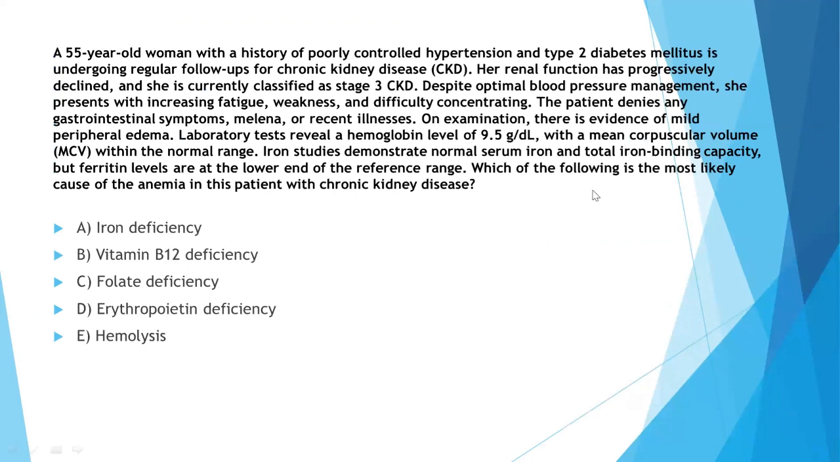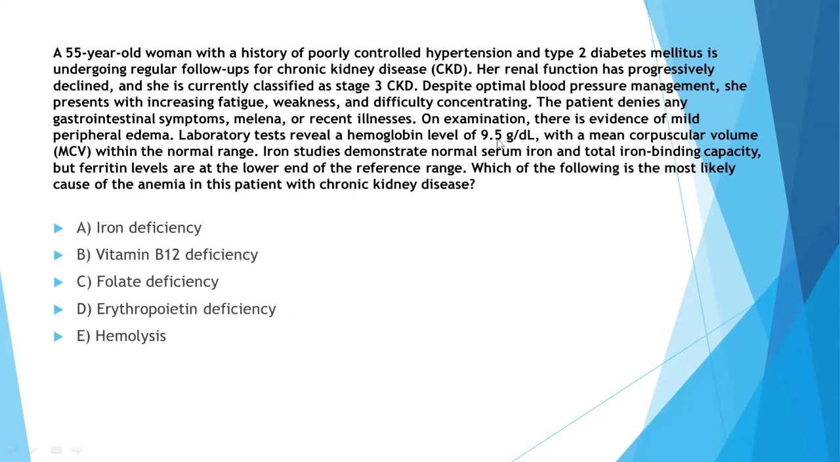So, which of the following is the most likely cause of anemia in this patient with chronic kidney disease? A 55-year-old woman with a history of poorly controlled hypertension and type 2 diabetes mellitus is undergoing regular follow-ups for CKD. Her renal function has progressively declined and she is currently classified as stage 3 CKD. Now, despite optimal blood pressure management, she presents with increasing fatigue, weakness, and difficulty concentrating. The patient denies any gastrointestinal symptoms, melena, or recent illnesses. On examination, there is evidence of mild peripheral edema.